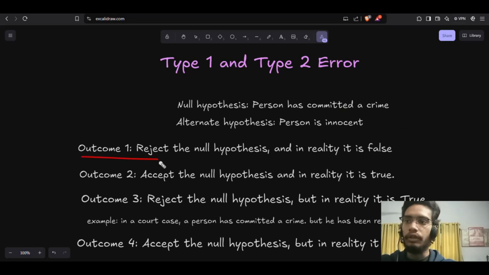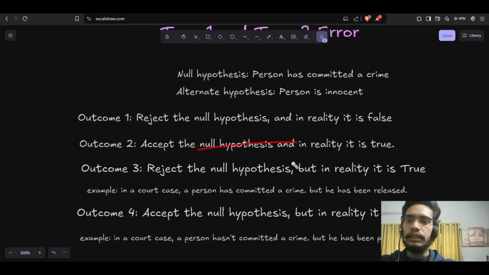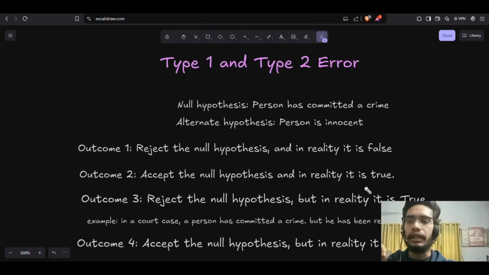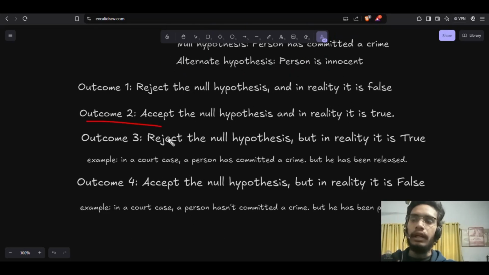So this is our outcome one. Outcome number two says that we accept the null hypothesis and in reality it is true. What does that mean? It means that the person has committed a crime, we accept that, and in actuality he has committed a crime, right? So this could be our outcome number two.